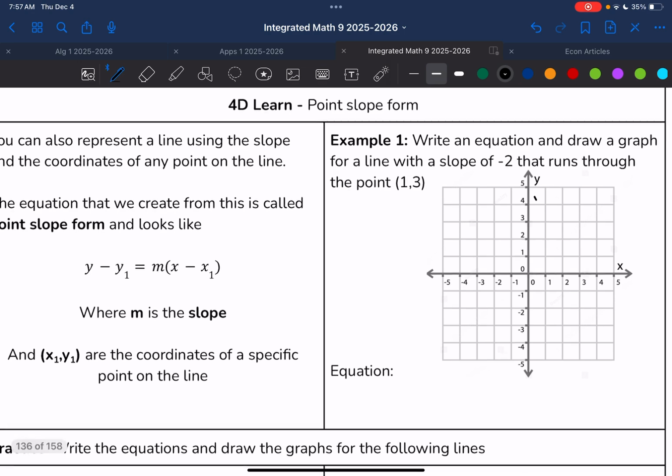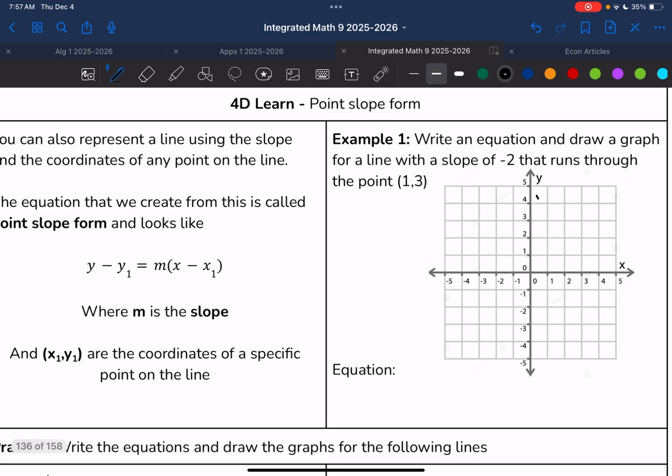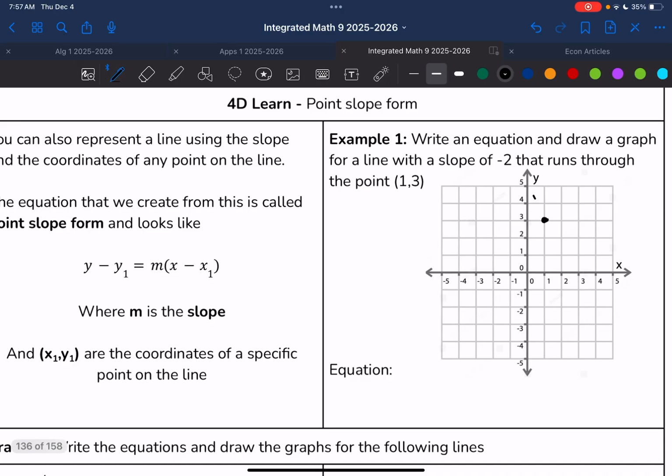So if we want to graph a line with a slope of -2 that runs through the point 1, 3, well, we can just start by going to the point 1, 3. And then if the slope is -2, we know we want to go down 2 and over 1, or conversely up 2 and left 1. Right? Either way, when the slope is negative, that's when we want to go down from left to right. So in this case, we have a negative slope.